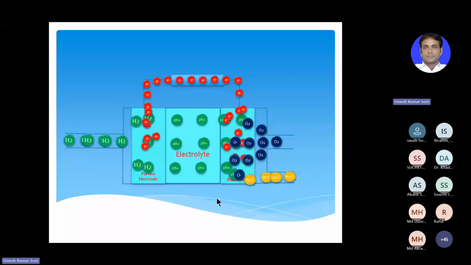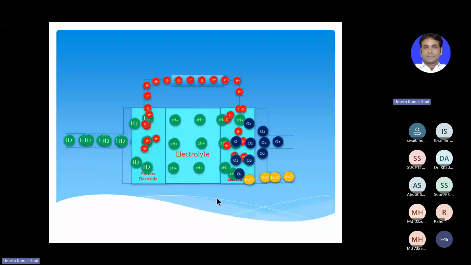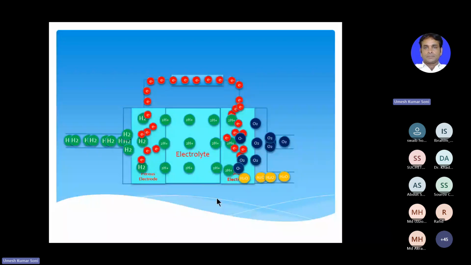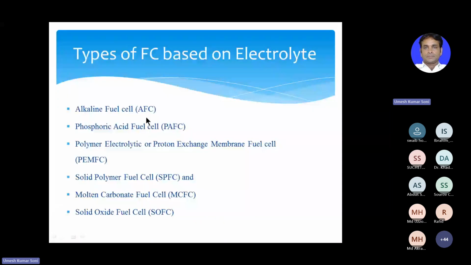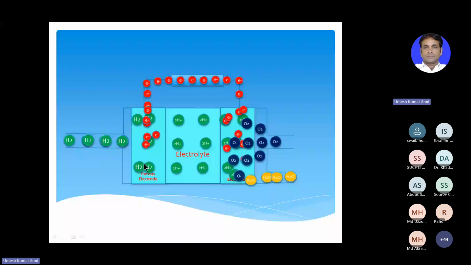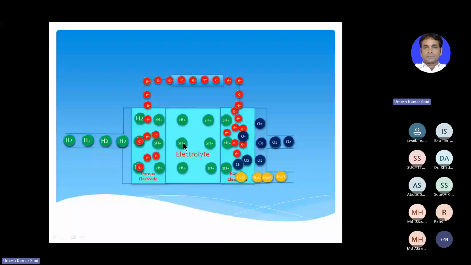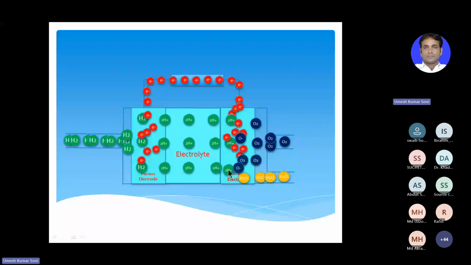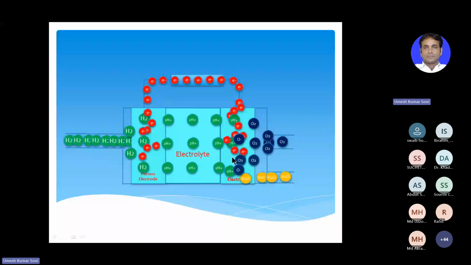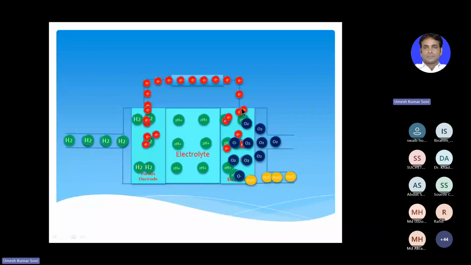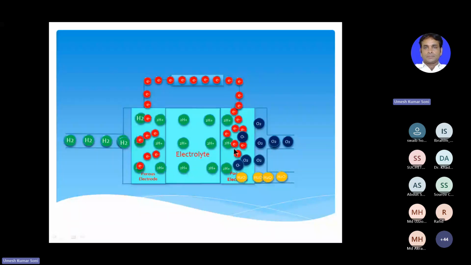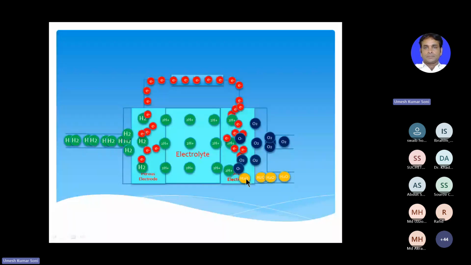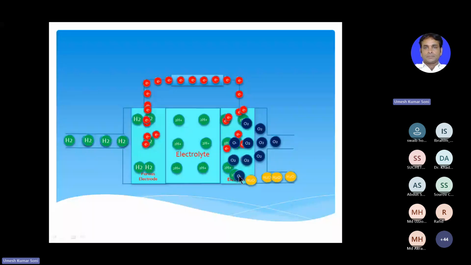Here we can see the animation of a fuel cell. Here we have the porous electrodes, and hydrogen is coming. The electrons are separating. Here you can see electrons are separating from the hydrogen, and ions are traveling through the electrolyte to the porous cathode. So this is the anode and this is the cathode, and here oxygen takes the electrons and converts into the negative ion, and this negative ion of oxygen and positive ions of hydrogen combine together to form the water.